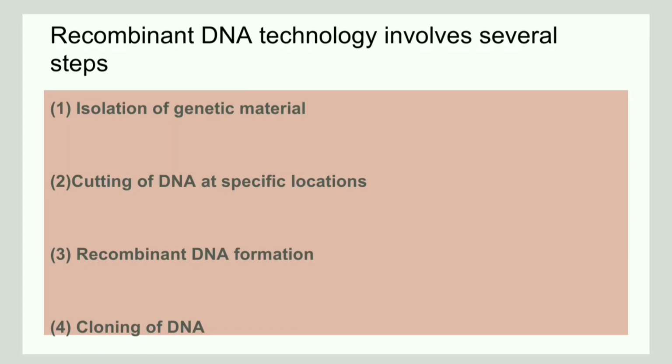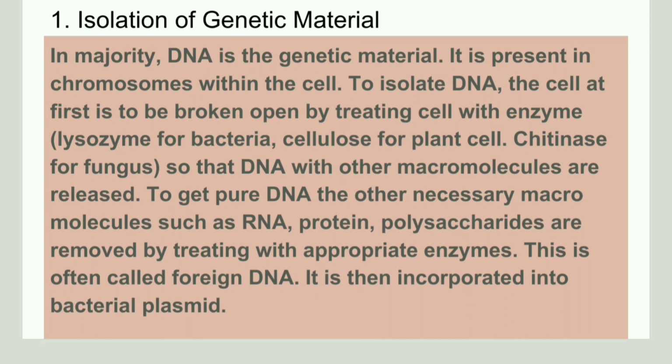Now we will discuss the important steps in recombinant DNA technology. First is the isolation of the genetic material. Second is the cutting of DNA at specific locations. Third is the recombinant DNA formation. Fourth is the cloning of the DNA. Now let us discuss the first topic, which is the isolation of the genetic material.